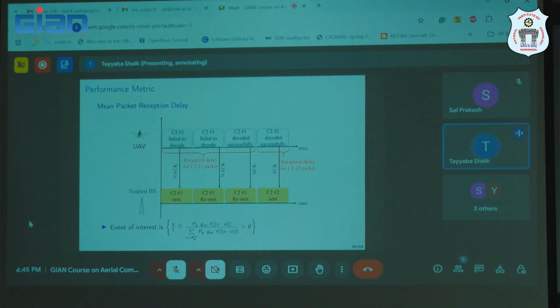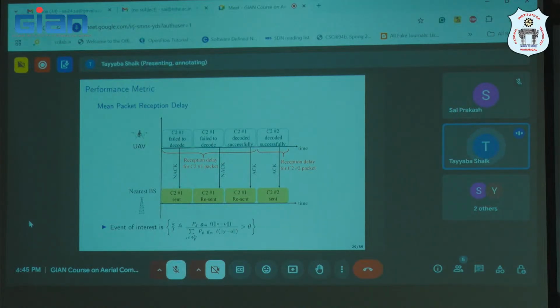Now you may ask, what is the one event based on which packet reception or packet failure is decided? That is the signal to interference ratio being greater than some threshold theta. If in the first slot the UAV sees that the signal to interference ratio is greater than theta, it would declare that it has successfully received the packet. Else, it would say, I did not receive the packet, so it sends a negative acknowledgement.